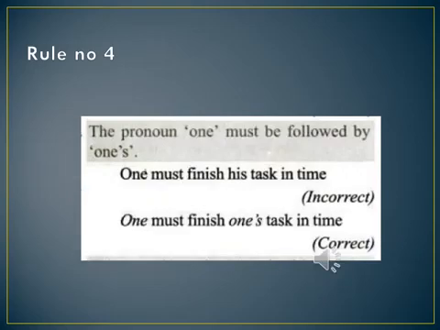Rule number 4. This is a very important rule, and this question quite often appears in the exam. The pronoun one must be followed by one's. If one is used, you have to write one's. If he is used, what will come there? His will come. There is no problem.